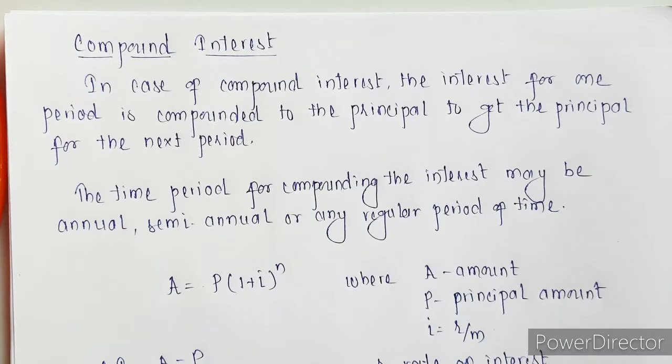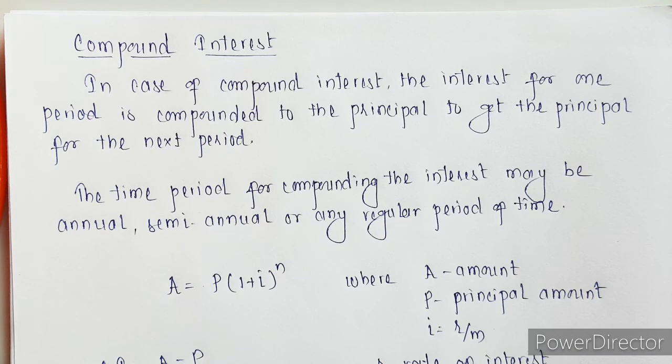Okay, now we'll be discussing compound interest. In case of simple interest, the interest is always calculated on the principal amount, the amount we are investing in the first year, and not on the additional interest we are getting. But in case of compound interest, the interest is calculated always on the amount we have.